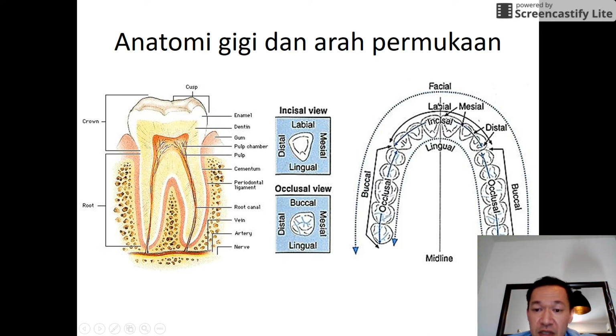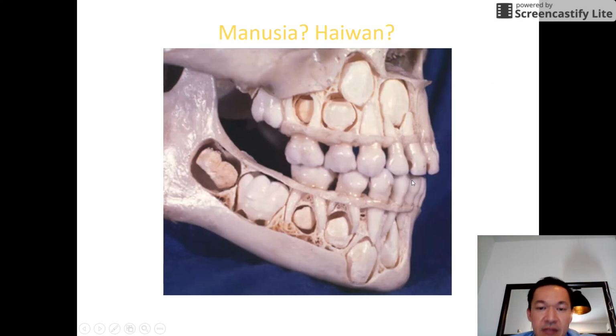On the same surface, it can be divided into labial, where you are dealing with the front incisor up to canine, and then for the premolars and molars, facing outside would be the buccal surface, and inside we call it lingual. And mesial is towards the middle line here, while distal is towards the other direction, all the way to the back.